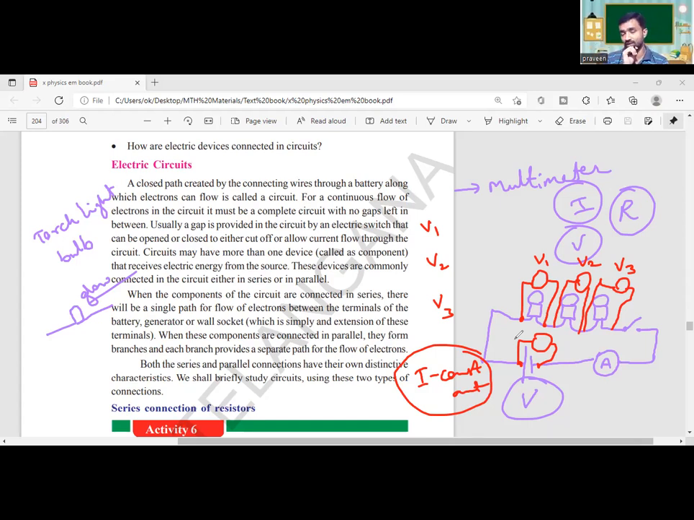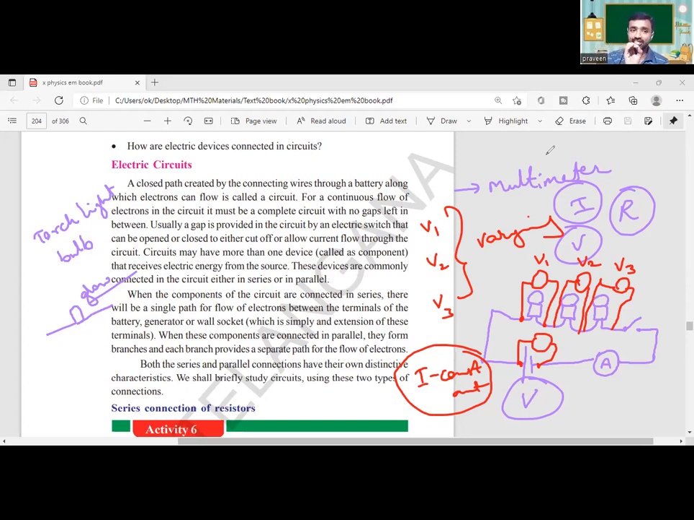Then what about the voltages? You are observing here, it is varying. Voltage varied, but the current remained the same. What type of combination of circuit is this? A single path is maintained through the bulbs, right? Don't look at the voltmeter. We are not discussing the voltmeter here, only the bulbs.